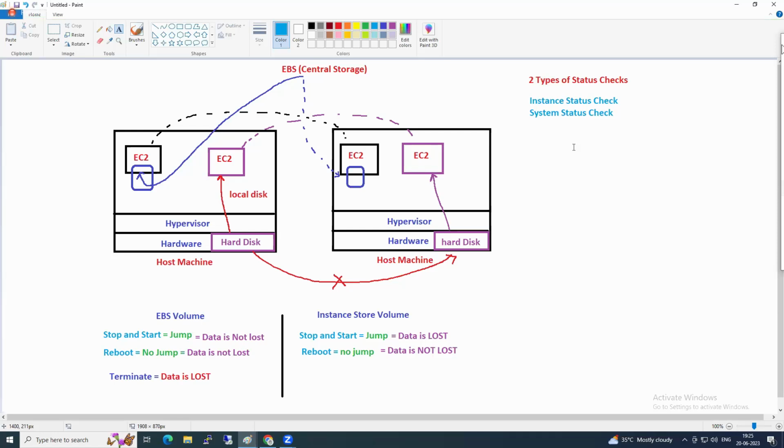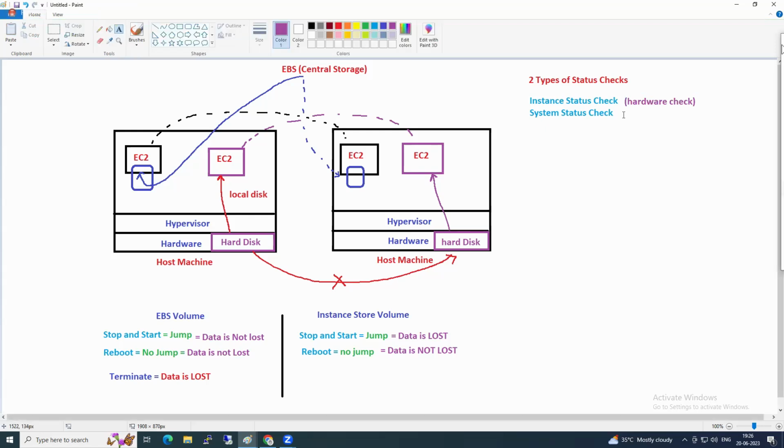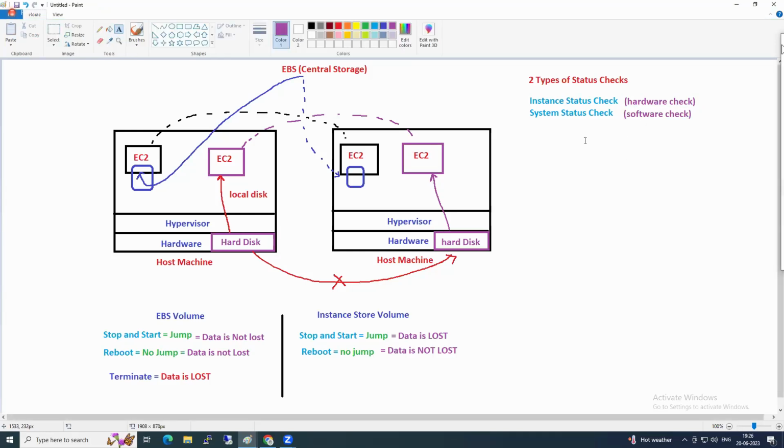The instance status check will check all your hardware: whether your virtual machine got properly launched or not. The system status check will check the software: whether the IP got assigned properly, and whether the network got connected properly or not. So how many checks will AWS do for your EC2 instance? Two checks: instance status check, meaning hardware check, and system status check, meaning software check. Simple.